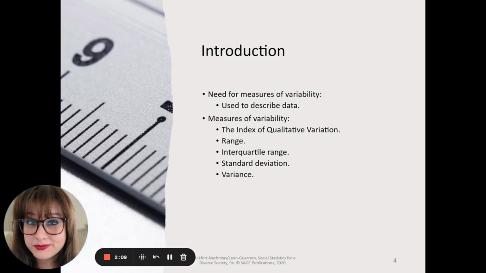But what can happen is that it can cause a couple of errors and hiccups, and we'll talk about that a little bit more. But the types of variability that exist are the index of qualitative variation, range, interquartile range, standard deviation, and variance. In this first video, we're going to cover primarily the index of qualitative variation.